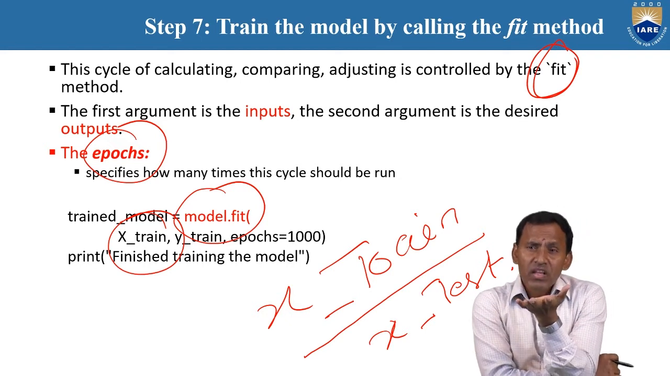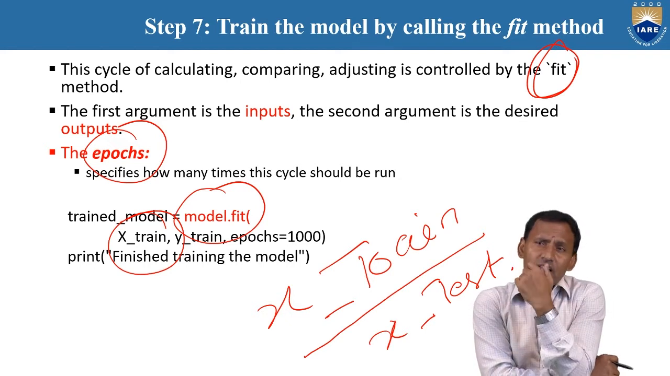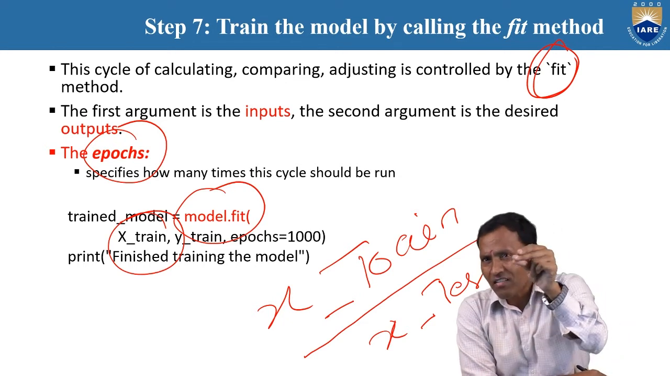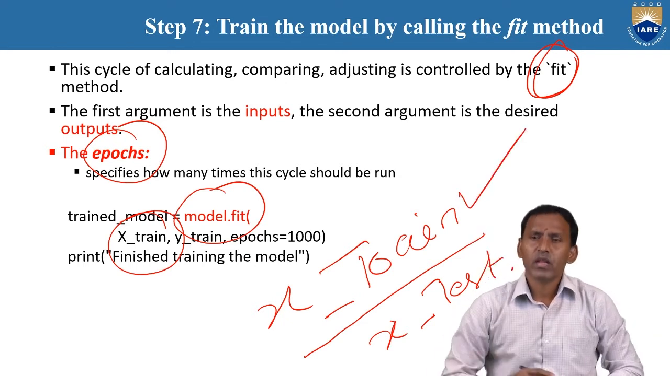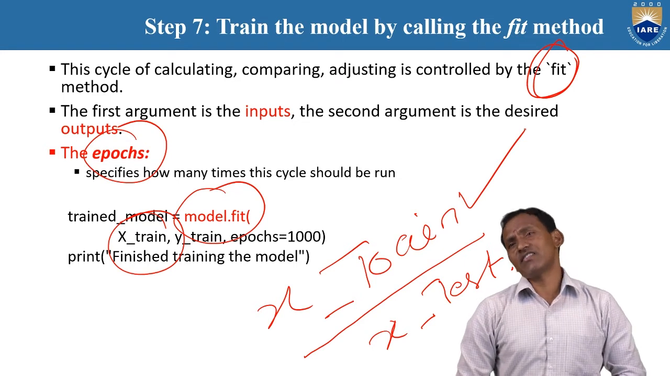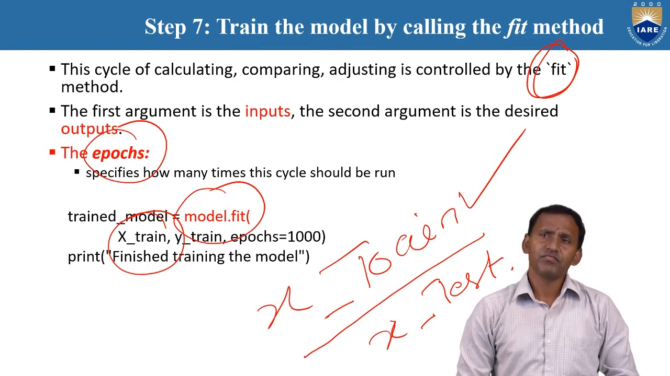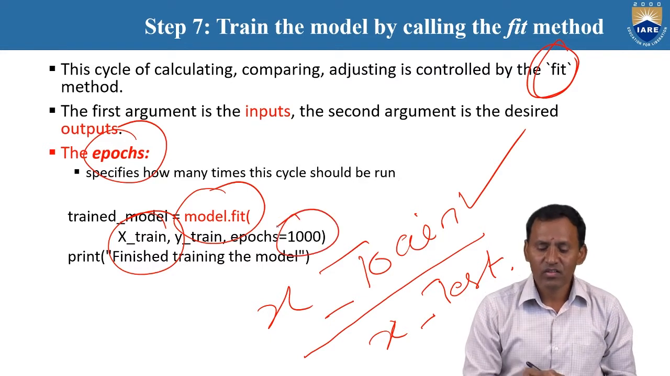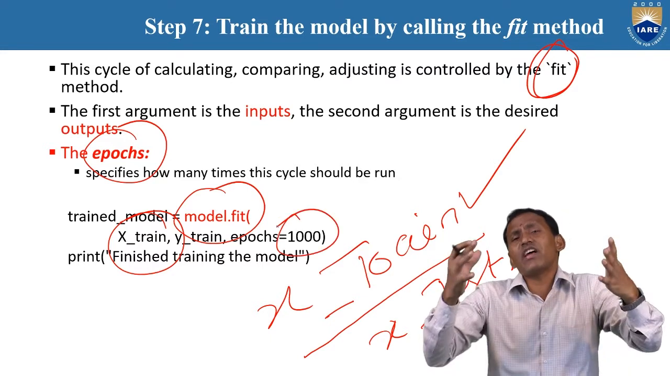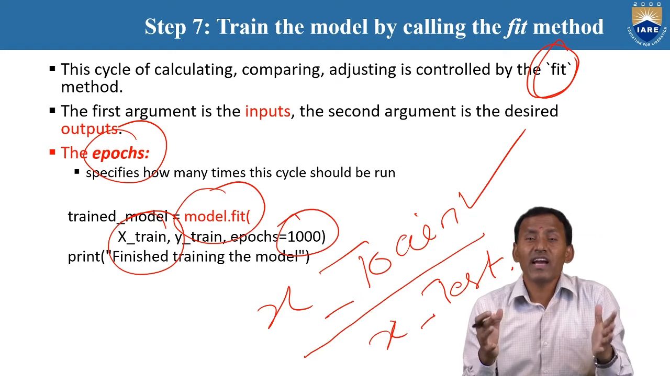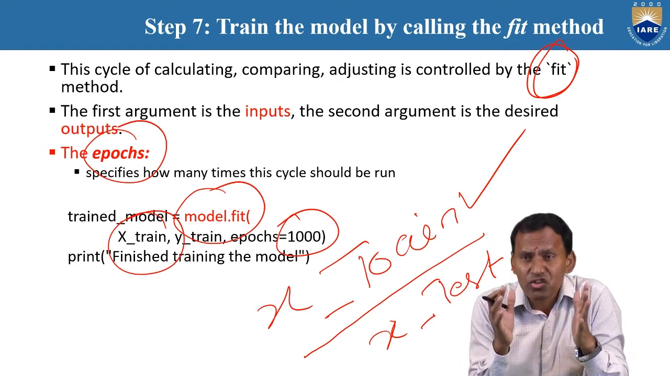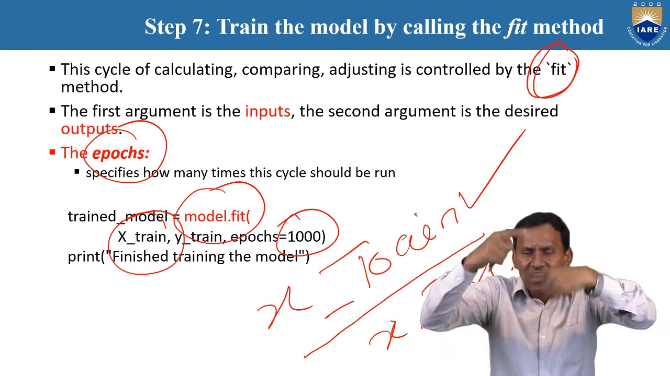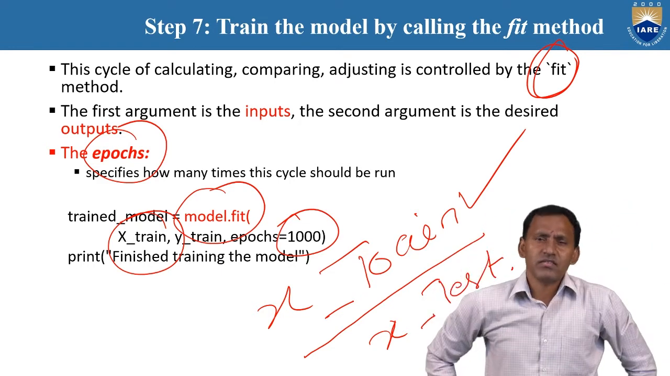Now we are training the model, right? While training the model, we have to use which one? The X underscore train data set. Am I right? Yes. How many times do you have to train it? 1000 times. Why 1000 times? In order to get accuracy. In order to get accurate estimated output, I want to repeat this cycle 1000 times.